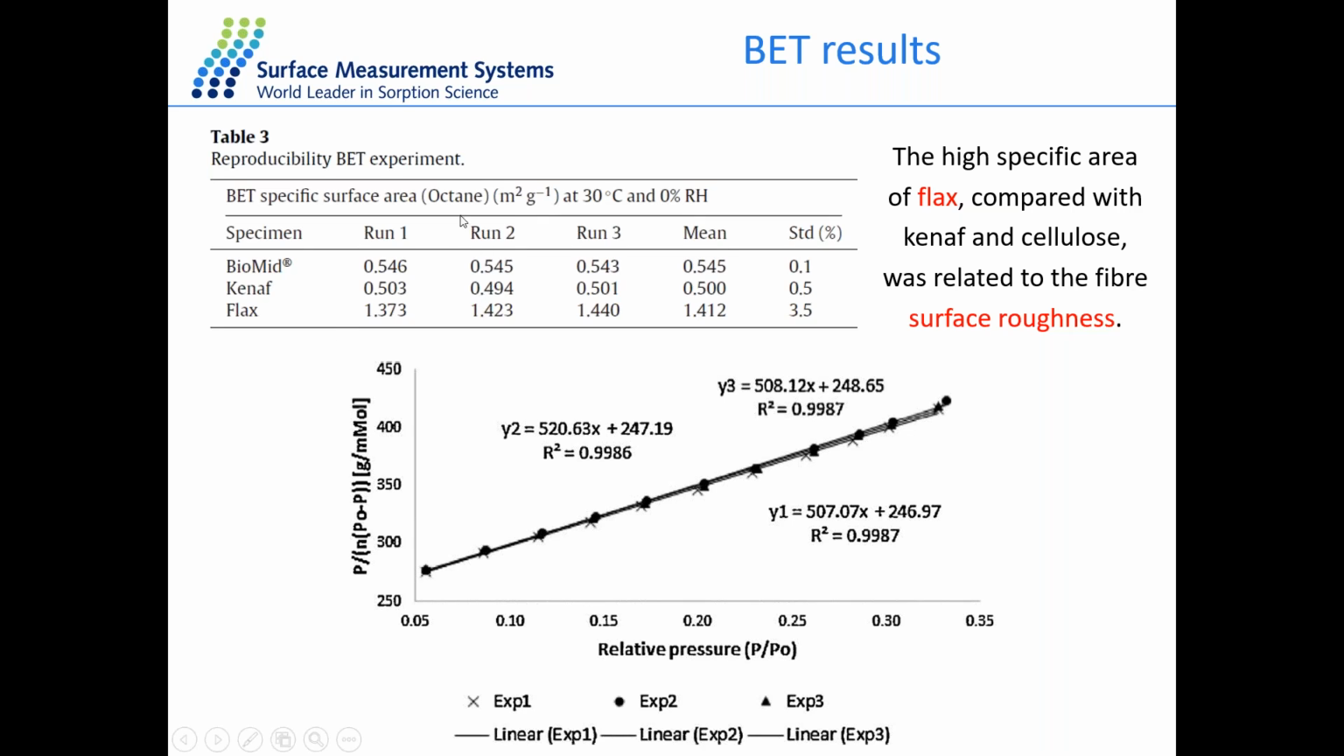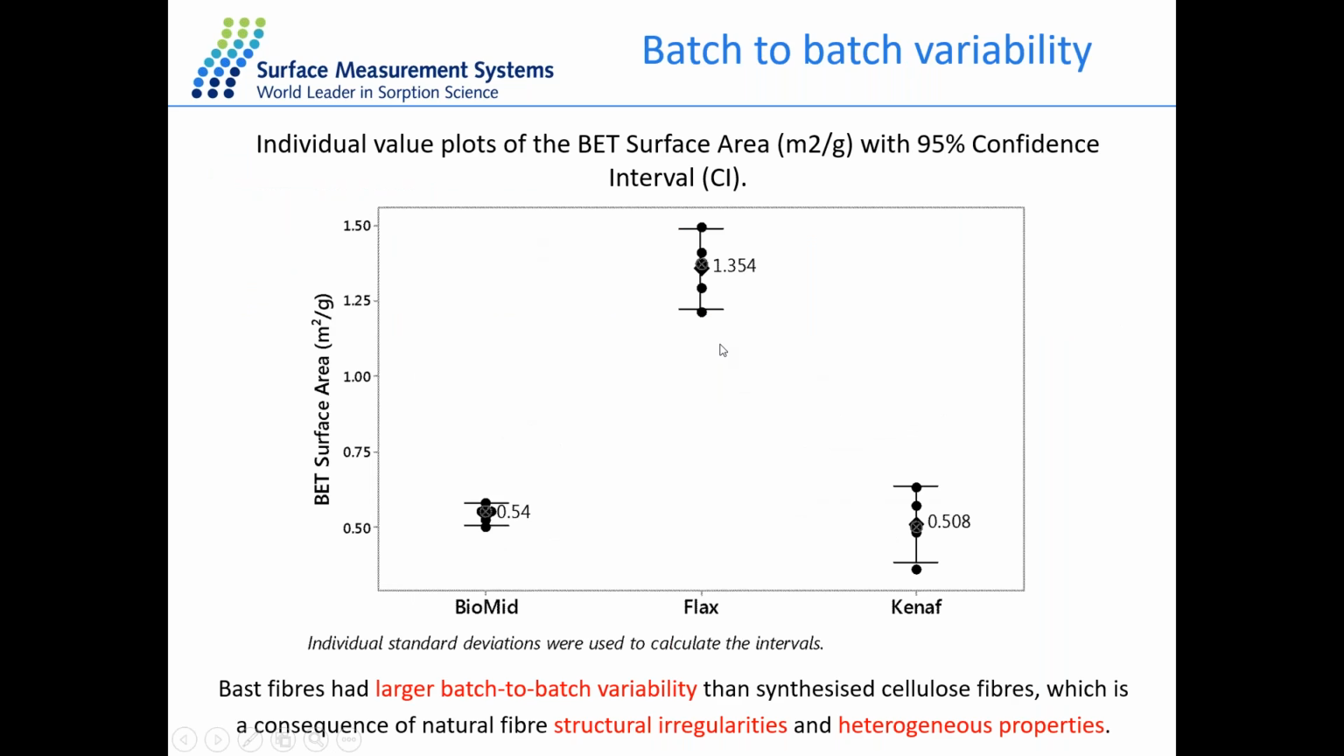And this is the result within only one column, the same column we repeated three times. And then we packed different columns and measured the surface area for different batches. And here it shows that the two natural fibers, the flax fiber and the kenaf fiber, have much higher batch-to-batch variation compared to the biomimetic fiber, the cellulose synthesized fiber.